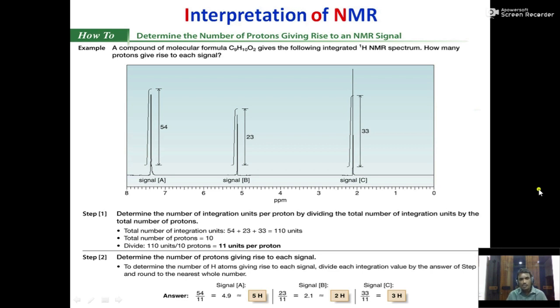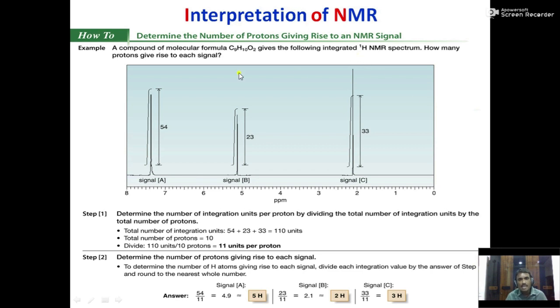Total number of integration units: in case of the first signal, signal A, the number of integration units is 54. In case of signal B, the number of integration units is 23. In case of signal C, it is 33. So the total number of integration units is the addition of the three. It is 110 units.